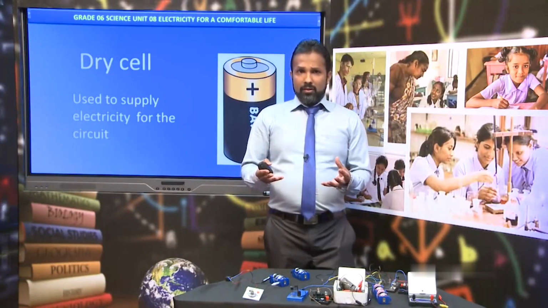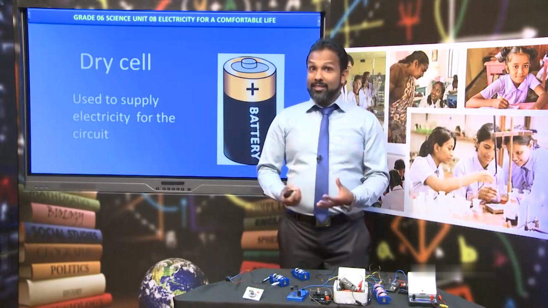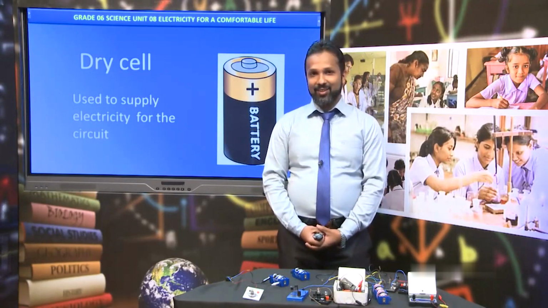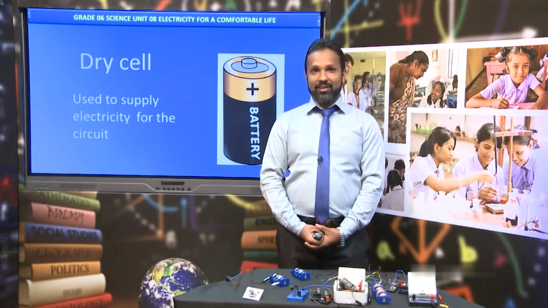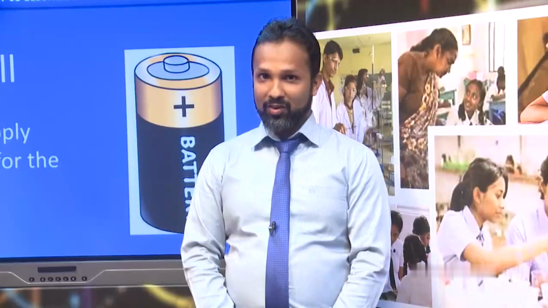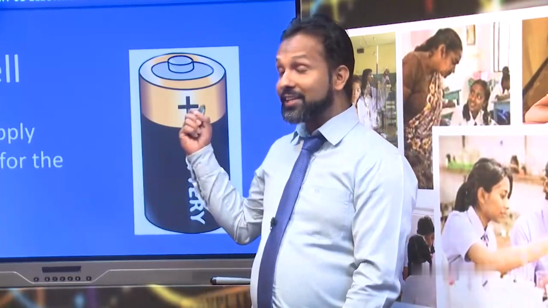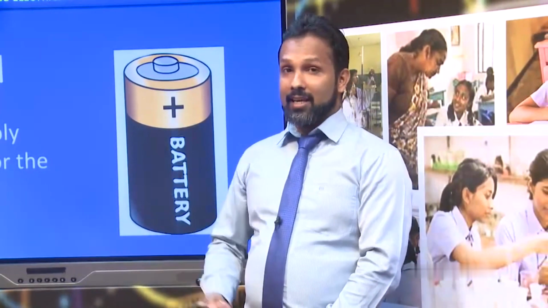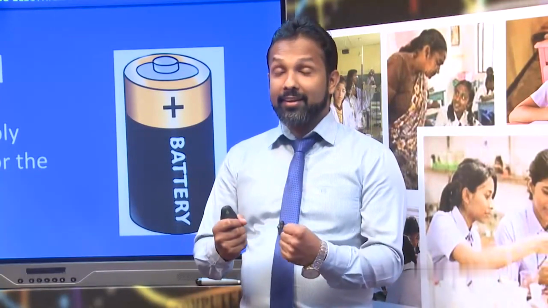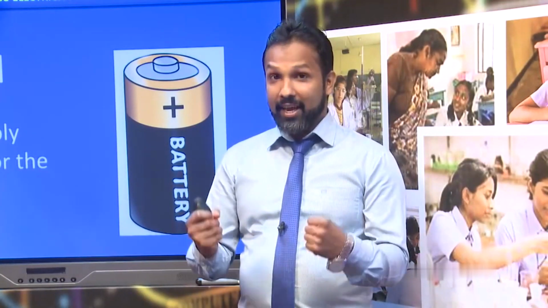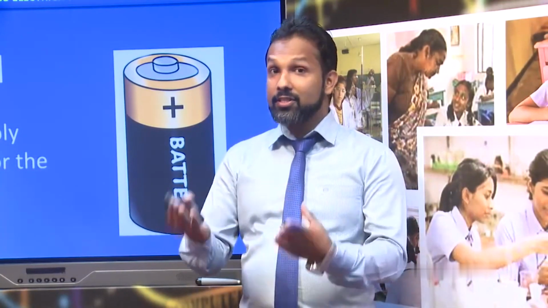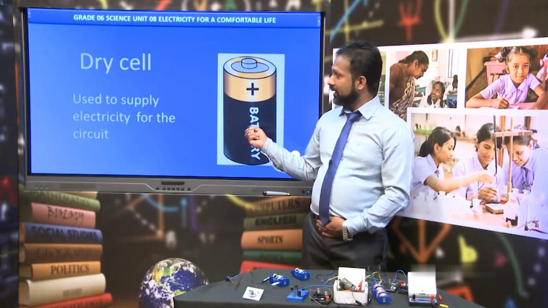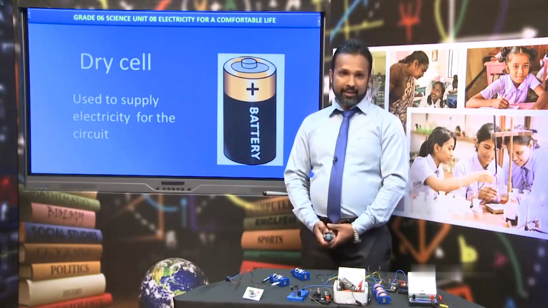Before moving to that part, I am going to ask you a question. What is the purpose of this dry cell? Why do we use a dry cell in this circuit? Do you know? As shown in this picture, you can watch that the main purpose of a dry cell is obtaining current or obtaining electricity for the circuit. We can say dry cells are used to supply electricity for the circuit.